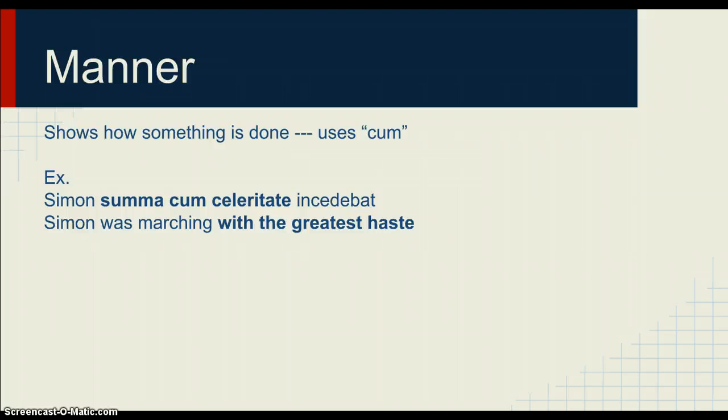Manner. This is when the ablative shows how something is done, and it uses cum. Example: Simon summa cum celeritate incedebat. Simon was marching with the greatest haste. So "with the greatest haste" is the manner in which he was marching.